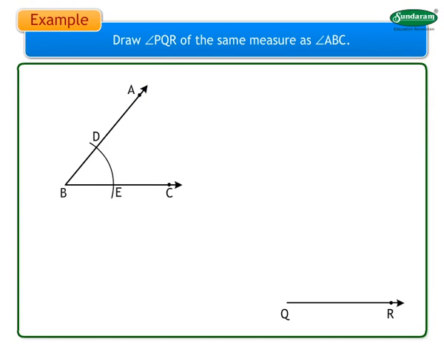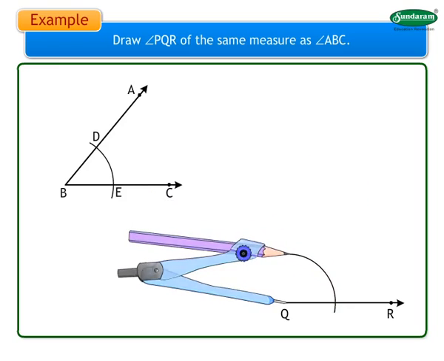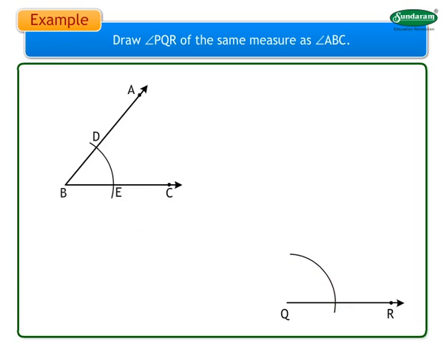Keeping the same span, place the point of the compass on point Q and draw an arc. Let it intersect the ray QR at point T.